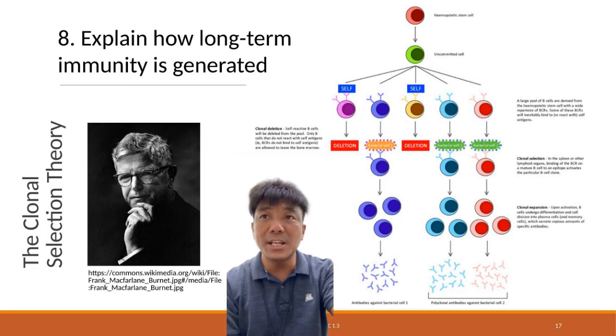The clonal selection theory, proposed by Frank Macfarlane Burnet, explains how long-term immunity is generated. It suggests that specific lymphocytes are selected and cloned in response to an antigen. This process creates memory cells, which enable a faster and more robust response upon subsequent exposures to the same antigen, forming the basis of immunological memory.